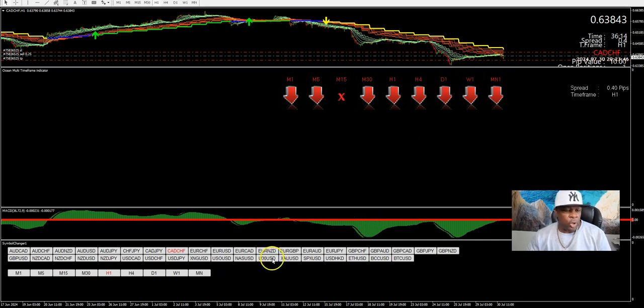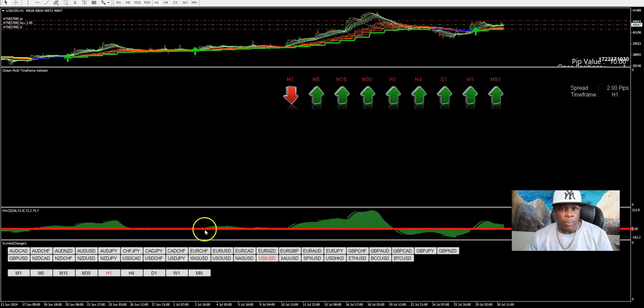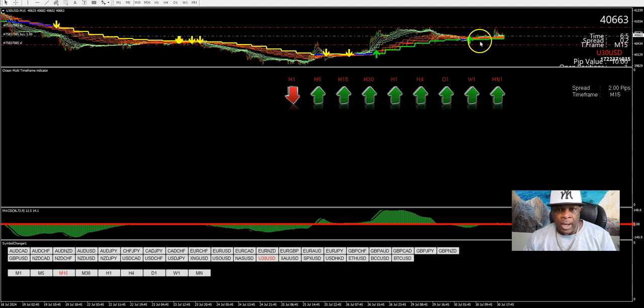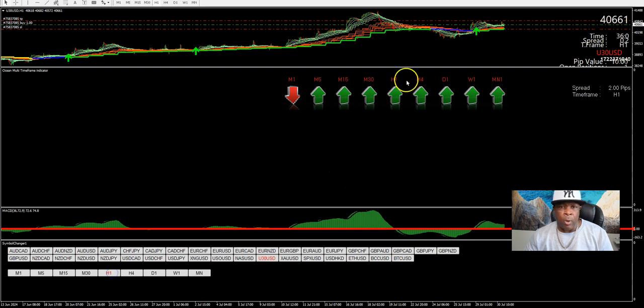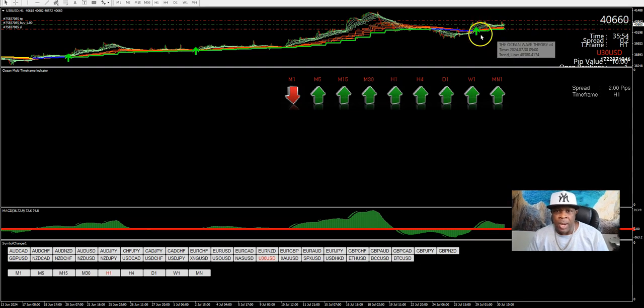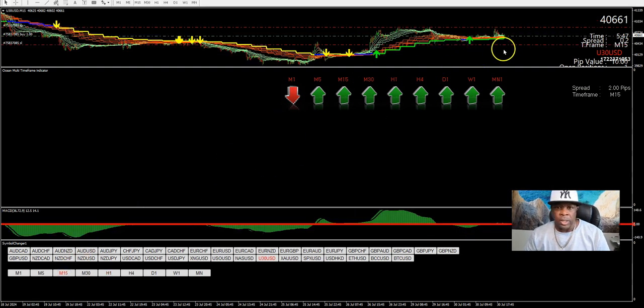All right, so now going to the US 30, as you can see here, we got an arrow right here on the 15-minute, and I go to the 1 hour. We got a match. See what I'm saying? Because look at this. Price action is above the main wave. Here's the main wave, which is green, in the buy direction. So therefore, the 15 is a match.